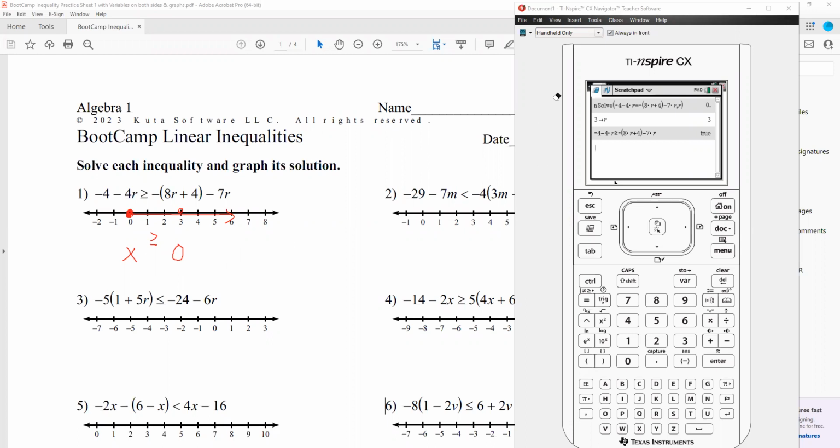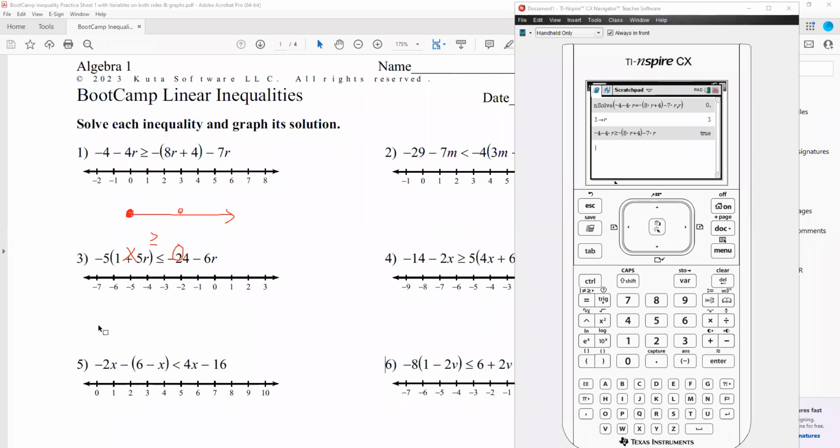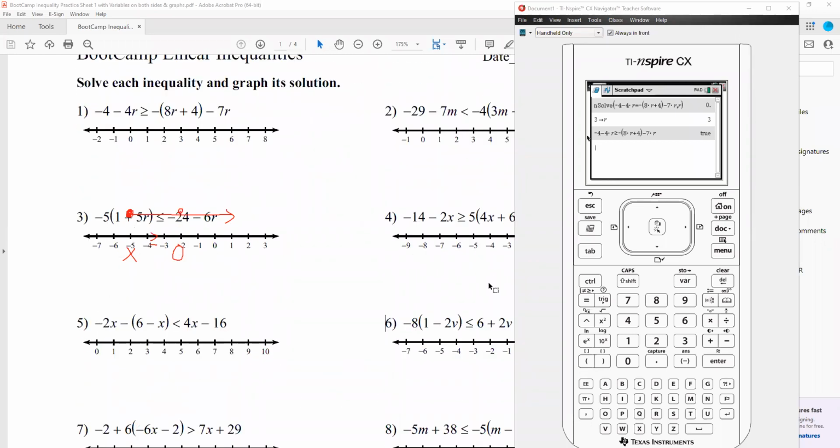Now let's do another one. I'm going to do number 3. I need to clear the screen because it's got all that stuff on it. Clear all that stuff off. All right, so we have this inequality: -5 times the quantity 1 plus 5r is less than or equal to -24 minus 6r. We're going to do basically the same thing. We're going to use nSolve. Menu 15 gets rid of this.